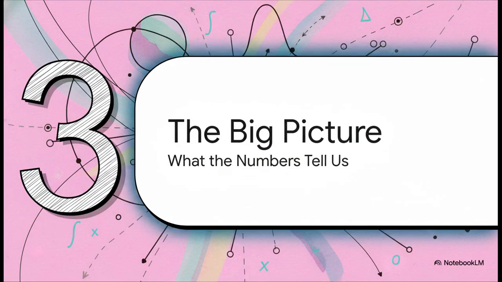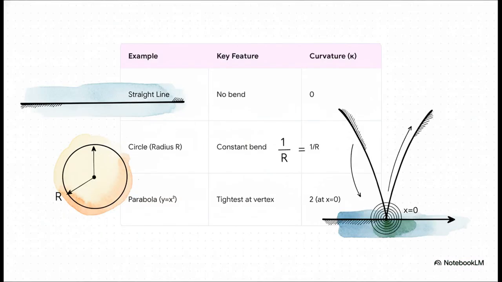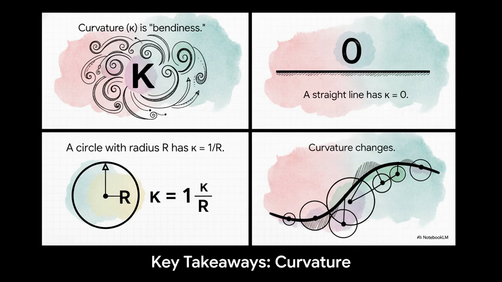Okay, so we've done the calculations for a line, a circle, and a parabola. Let's take a step back now and look at the big picture, just to see what these numbers are really telling us. This table really sums it all up nicely. For the straight line, feature no bend, curvature 0. For the circle, feature a constant bend, curvature 1 over r. And for the parabola, at its tightest point, the vertex, we found a curvature of 2. You can really start to see this direct link between the geometry of the curve and the number we get from the formula.